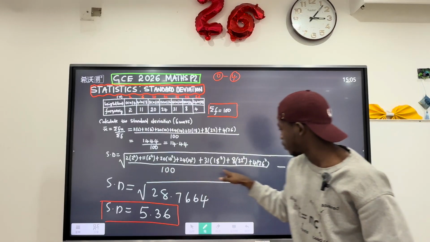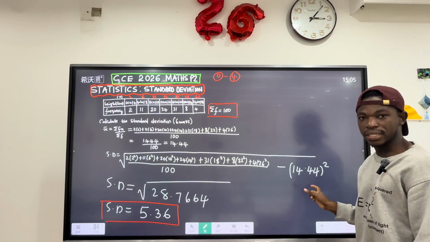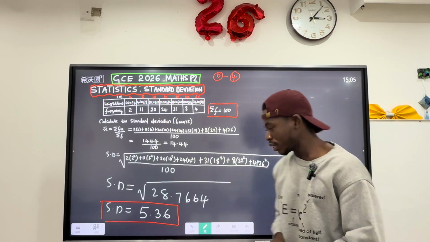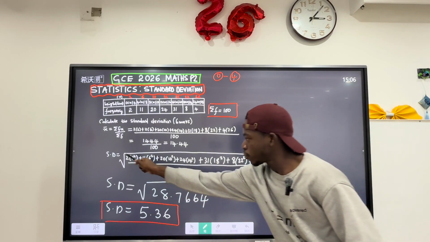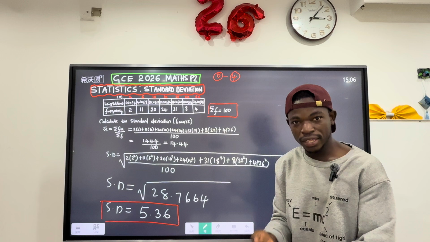So this is what we did. We divide by total F, then minus mean squared. So remember, the mean should now do its job. What is the mean doing? You subtract here, minus mean squared, like that. Then everything should be under the square root. Then you should be very careful on how you plug in the values.